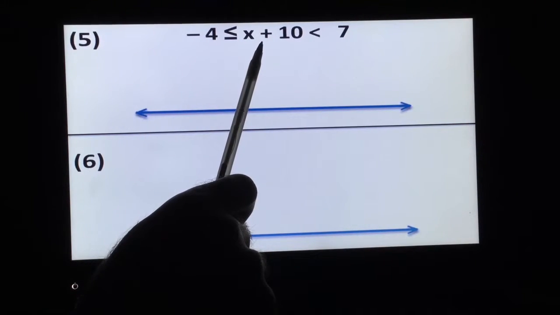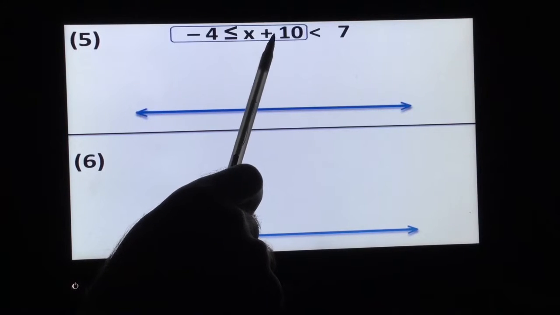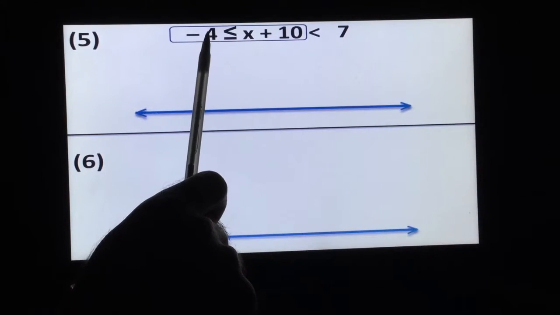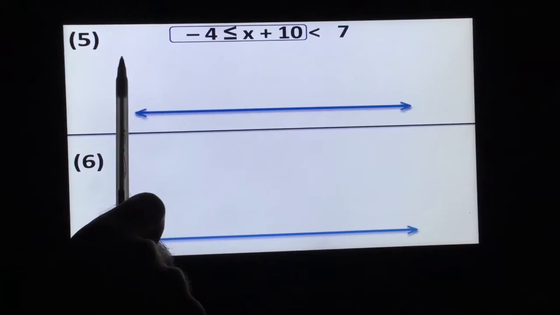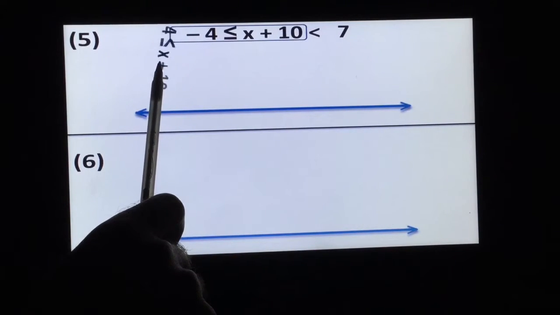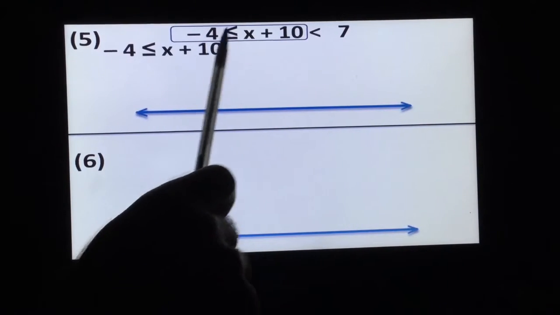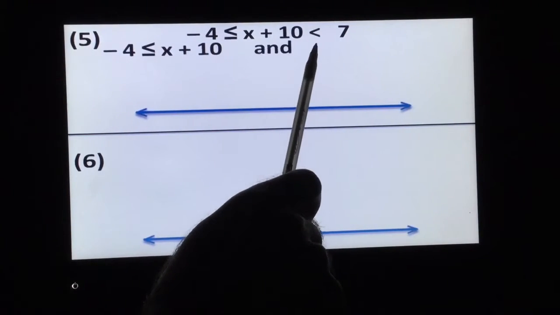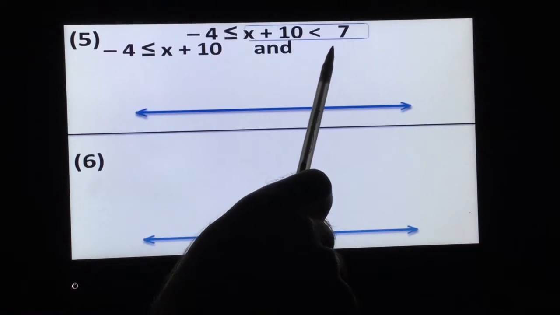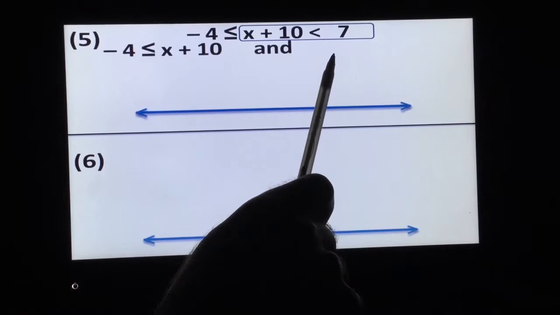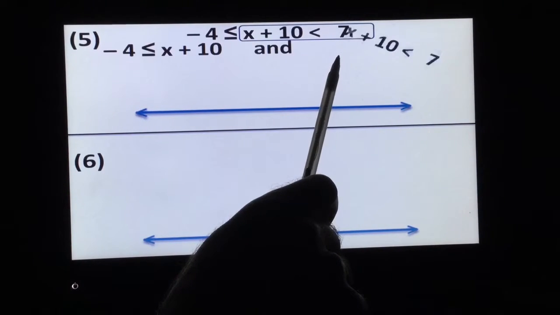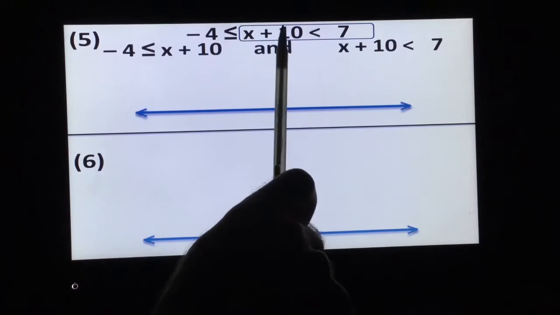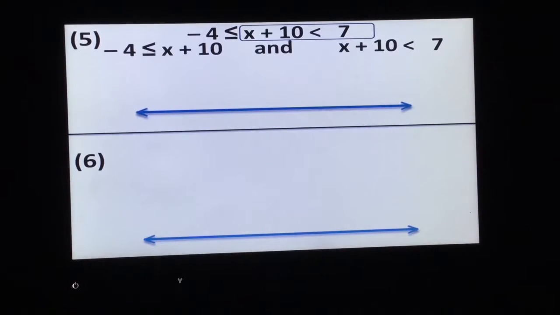So let's box the first part of this, which is the middle and everything to the left of it. So I'm going to rewrite this. So -4 is less than or equal to x plus 10. Okay? Then I'm going to put the word and. Then over here, I'm going to box the middle and everything to the right of it. So that's going to give me x plus 10 is less than 7. So there's my AND problem. What you have to do is solve them individually, and then you have to graph it. Go ahead and do that right now, please.